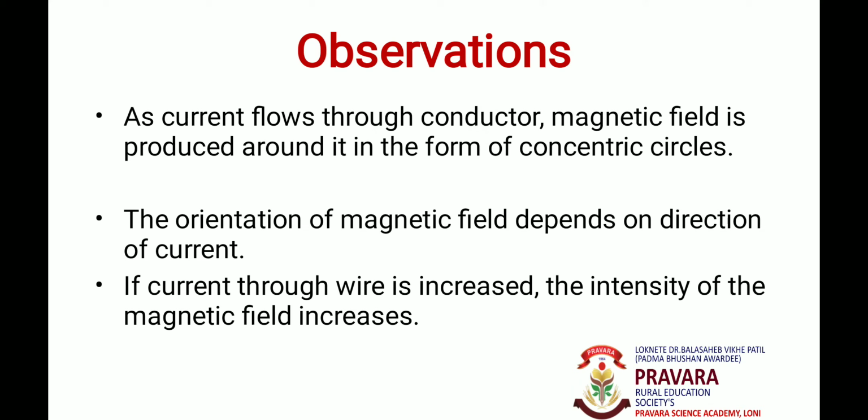From this experiment, the following observations can be obtained. As current flows through the conductor, a magnetic field is produced around it in the form of concentric circles. The sense of the magnetic field depends on the direction of current, and if the current through the wire is increased, the intensity of the magnetic field increases.